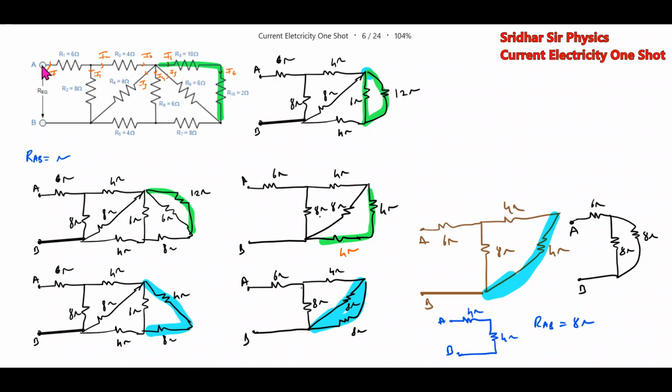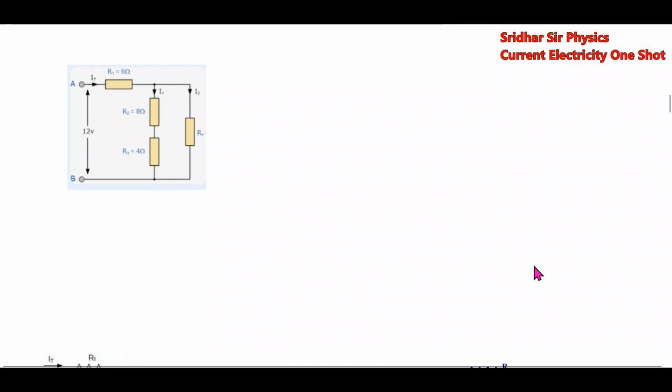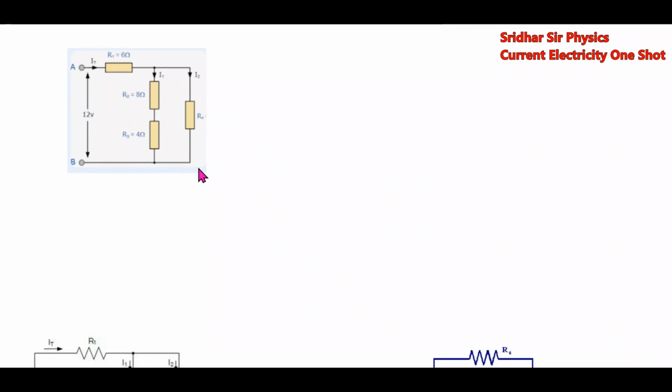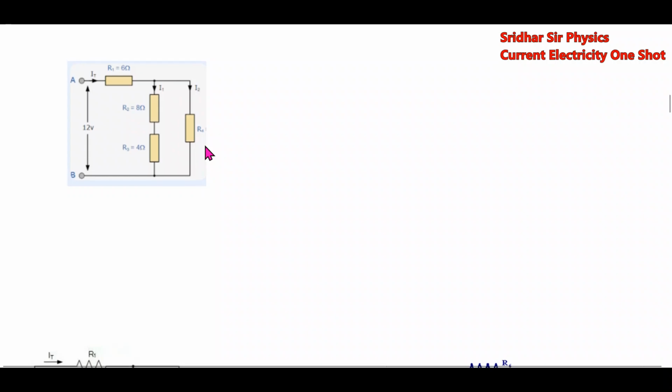So, the resistance across terminals A and B will be 8 ohm. So, we'll take the next question. And similarly, we have to calculate the current through all the branches. These are the basic ideas based on the series parallel one. What is the resistance? This will be 12 ohm. So the effective resistance, this is 6 ohm.